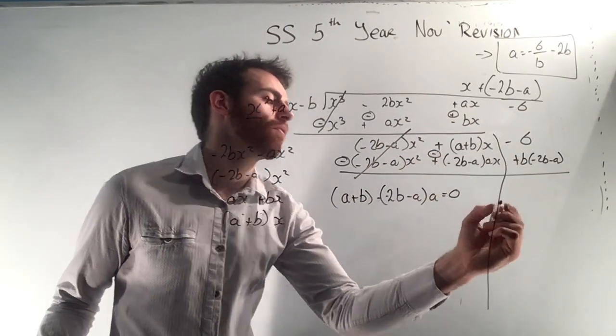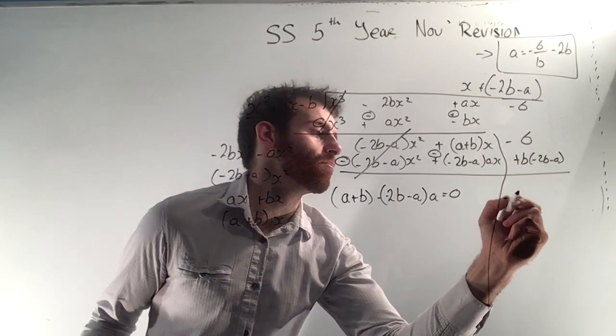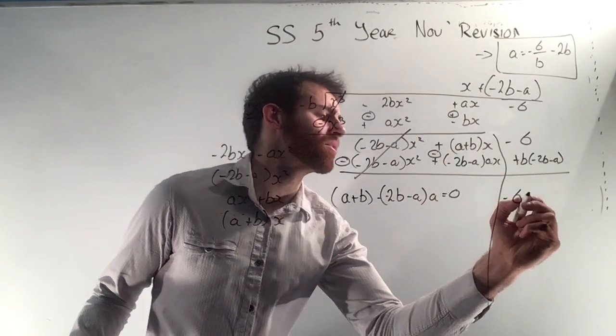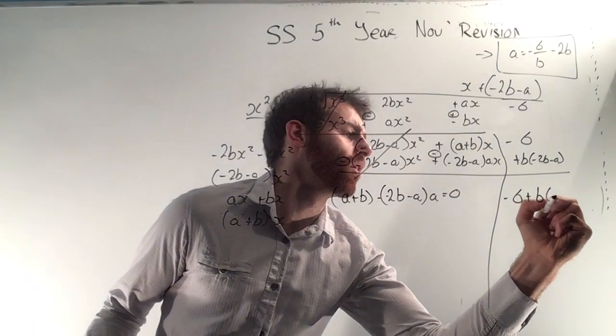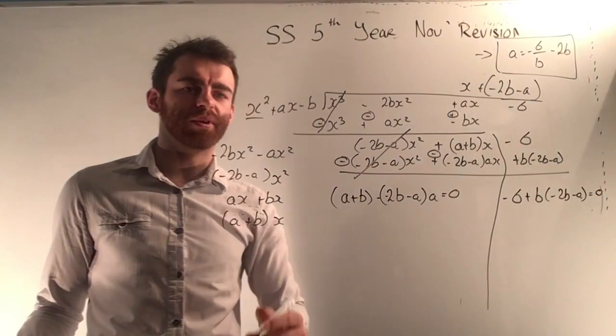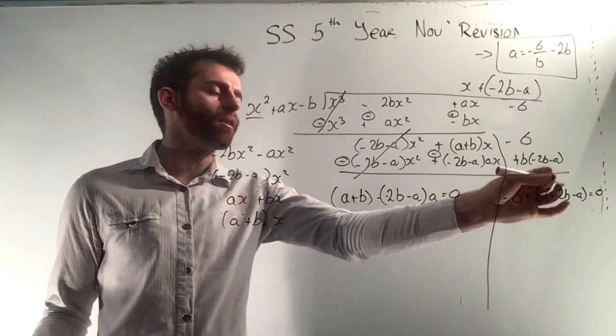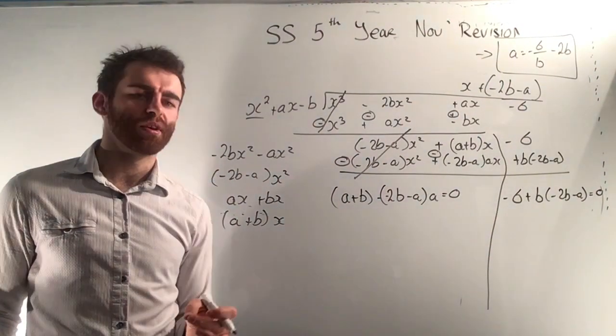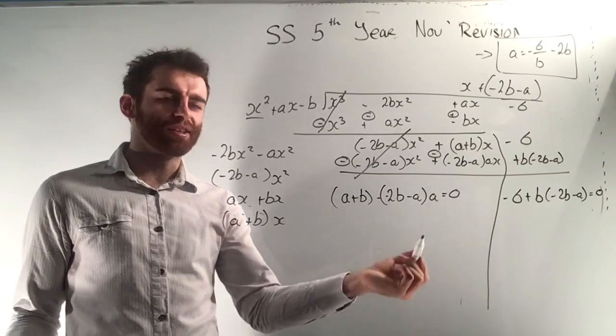If I do the same thing over here, the constant on the top is minus 6. And the constant on the bottom is plus b times minus 2b minus a. And I know that that is also equal to 0. Now, usually you'll have to use both of these equations. But in this case, we actually don't.